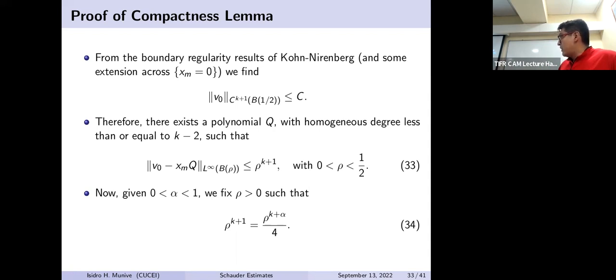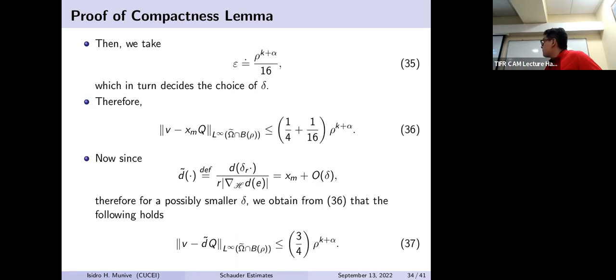And so now, given this alpha, we fix rho that behaves like this. So this will be like our epsilon. So we fix an epsilon, then we have a delta, and then we have a sigma. So you see, we take sigma, and since B is close to B0 and B0 is close to xm cube, we have this estimate.